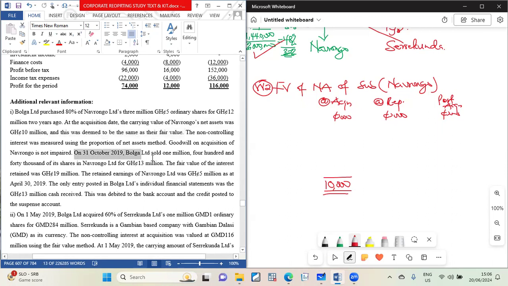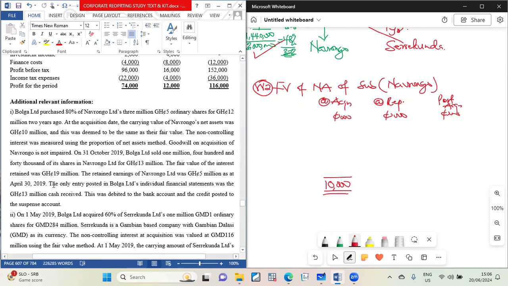And on this date, there was a sale. Now, you know how we do a sale. We will do that, where you have to take away the goodwill, the net asset, and where you have to take away the NCI too. We will go through and do all those things. It's very, very important.